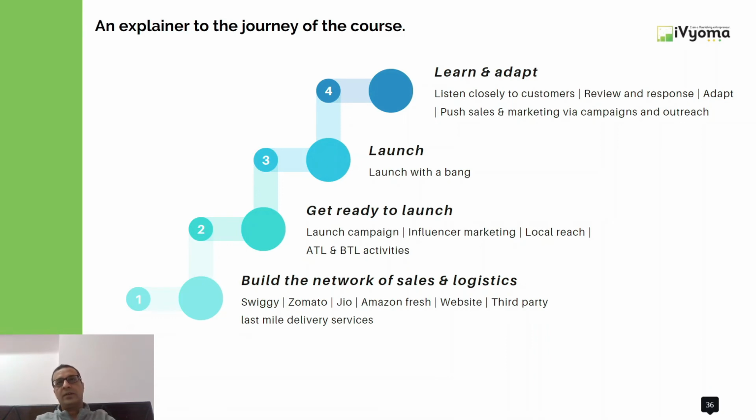There are some new operators which have come into this. So Jio has come into this, Amazon Fresh has come into it, but they mostly are concentrated towards South and West India as of now. You can also look at building your own website, and you can also tie up with third party last mile delivery services if you're selling via your own website. The third party delivery partners would be companies like Shadowfax, Dunzo, and Pagar, etc.